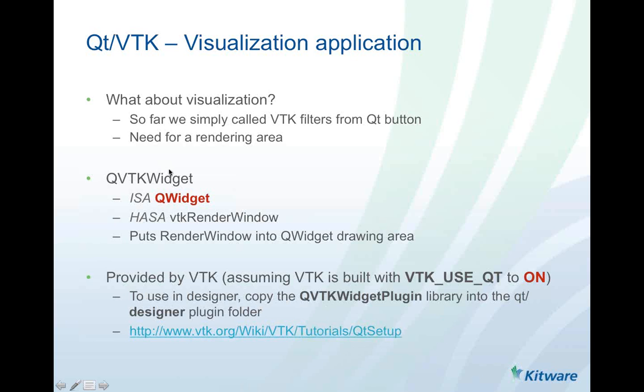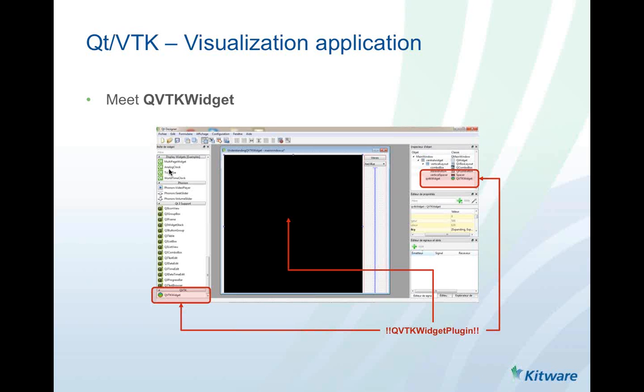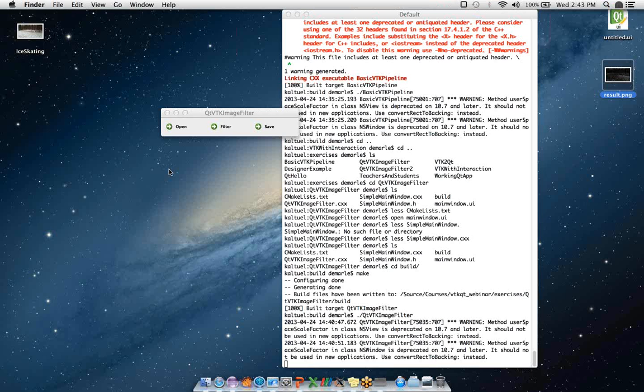What QVTK widget is, it's just a QWidget. It's a subclass of QWidget, but it has a VTK render window, and it has the code in there that knows how to paint the render window's output inside the widget drawing area. It also has a little bit of code inside which is helpful in connecting up the essential events from Qt space to VTK space and vice versa.